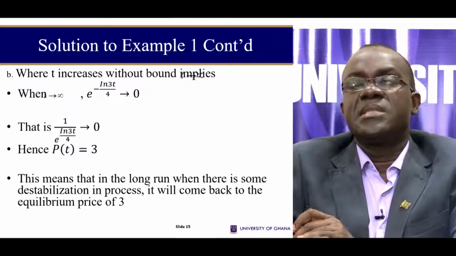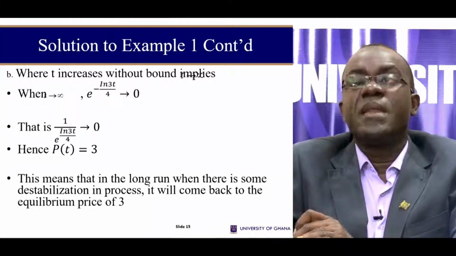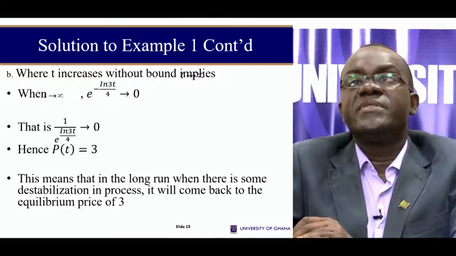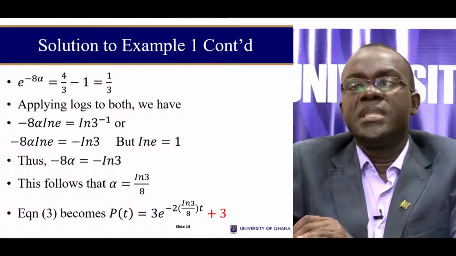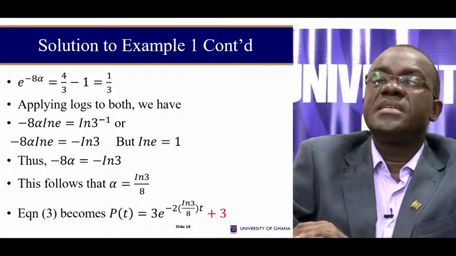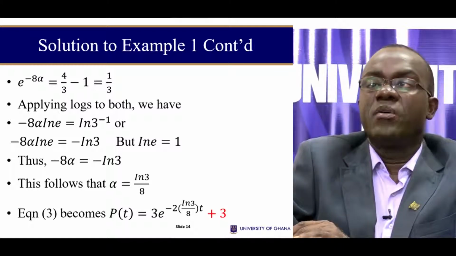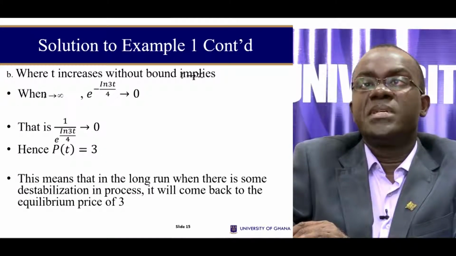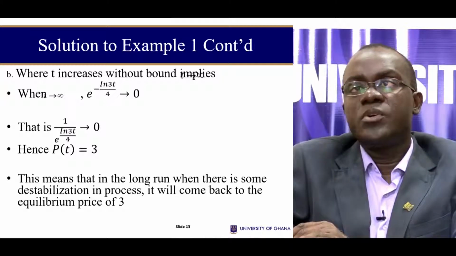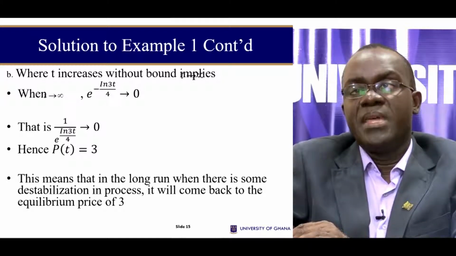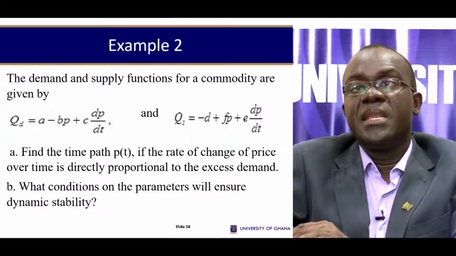The next point is, is there going to be dynamic stability? That is, if T tends to infinity, will this additive tend to 0? If this additive tends to 0, then it means our price will tend to our equilibrium price 3 over here. As T tends to infinity, we will get our 3, and therefore it means there is dynamic stability in our equation.